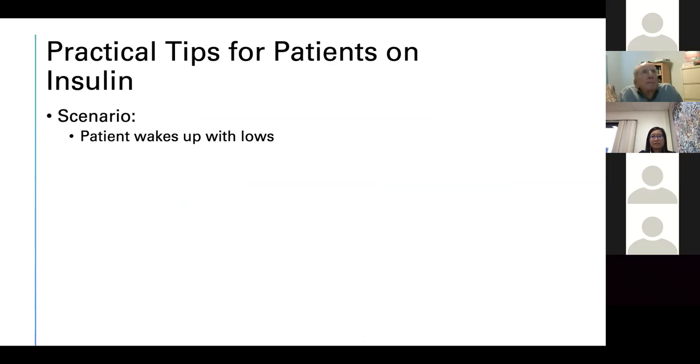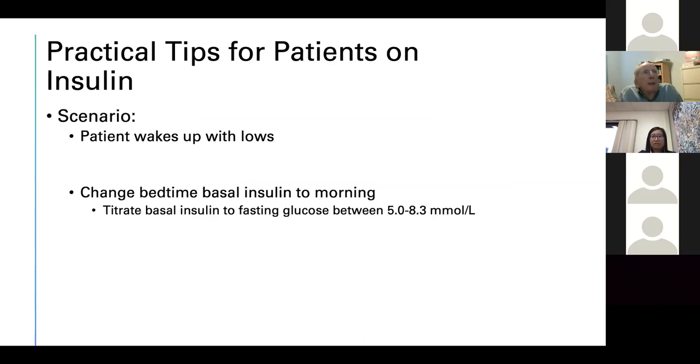Some other practical tips for patients who are on insulin. If they're waking up with lows, as I discussed earlier, changing the bedtime basal insulin to morning can be helpful. And then you can titrate the basal insulin to a fasting glucose between 5 to 8.3.